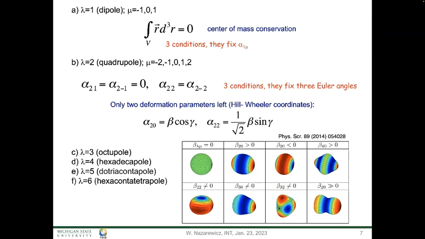And there are other deformations, such as octupole deformations, lambda 3, lambda 4 hexadecapole deformations, lambda equal to 5, dotetracontapole, or lambda 6, hexacontatetrapole. And they are all sometimes utilized, or they sometimes are predicted by calculations. I will actually show you some of those.